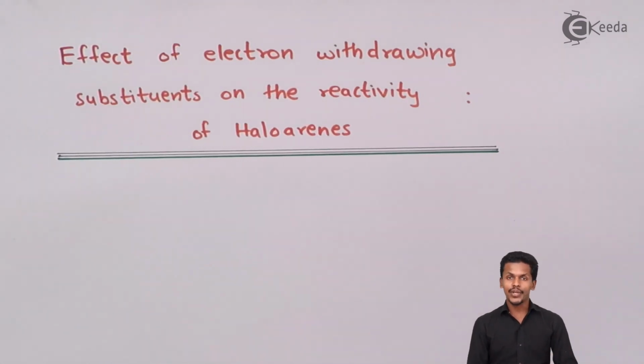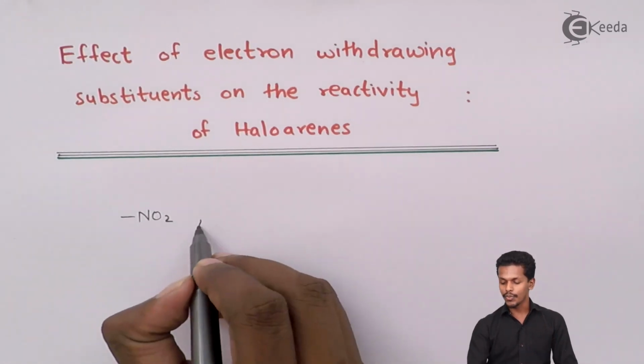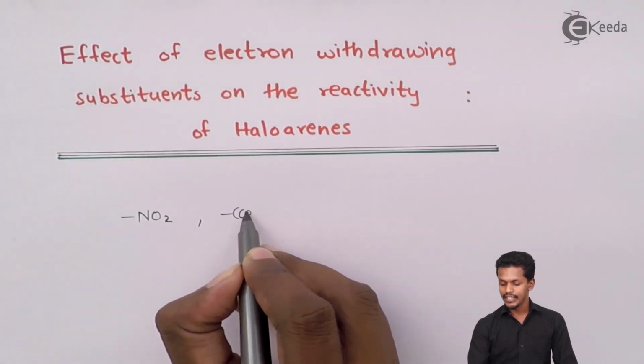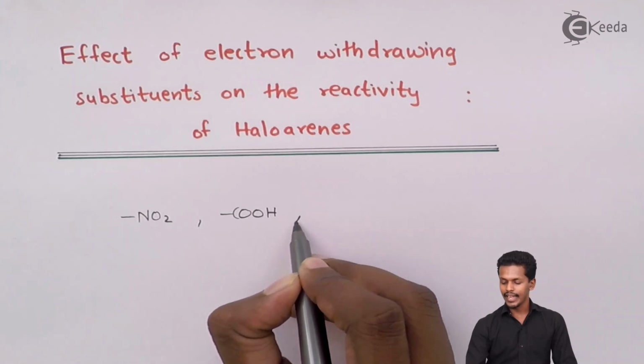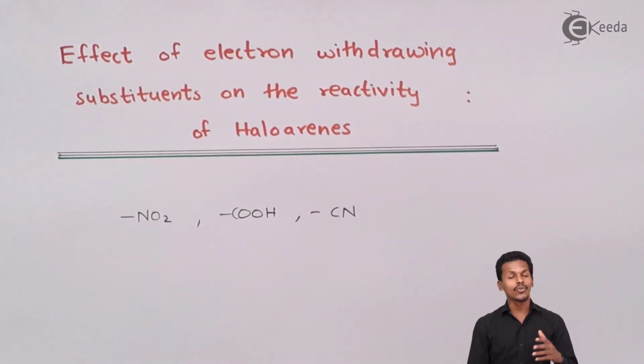There are various electron withdrawing groups. For example, the nitro group, that is the NO2 group, is an electron withdrawing group. Another one is the carboxyl group, and the last one, in this case, is the cyanide or cyano group. These substituents are electron withdrawing groups, and what happens if they are attached to haloarenes?